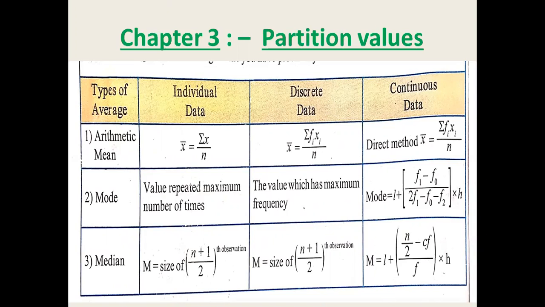If there is a single variable, that time individual data. If two variables are there, but the series is limited, that time discrete data. And last is continuous data, otherwise the grouped data series. Means the class interval will be there, and two variables are there, that is called continuous data. These are the types of average.